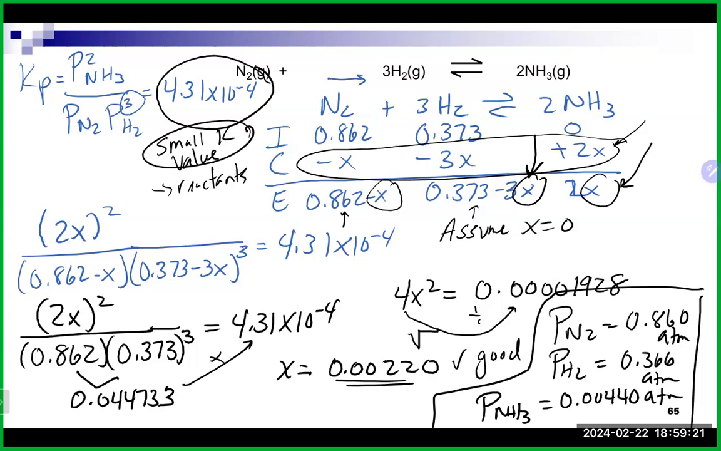Quadratic, could be a perfect square, could do an assumption. Those are 3 different ways to solve these problems. You need to know how to do all those ways. Yeah. Any questions on any of that?